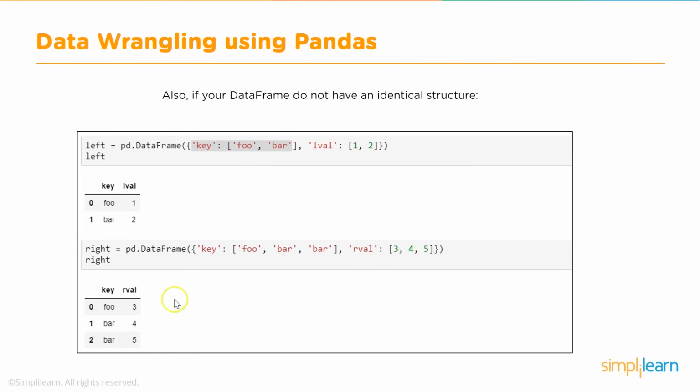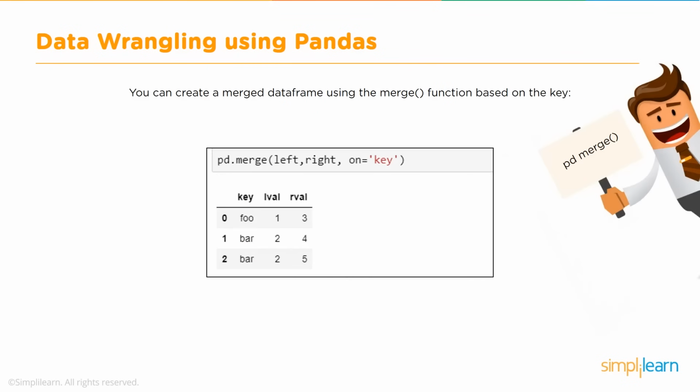The only thing here is that the left had only 2 values and only 1 value for bar. But since we are merging, and there are 2 key values with bar, it will repeat the value of L val here. So that's what we are seeing in this case, right?